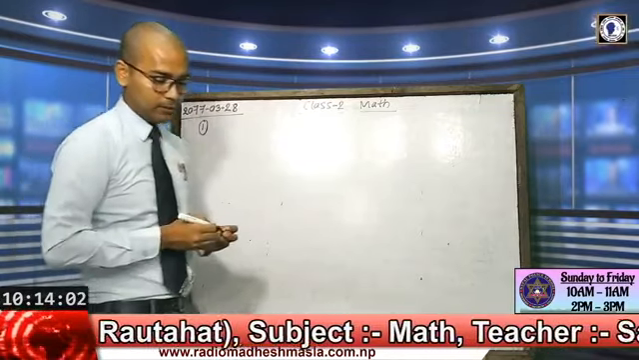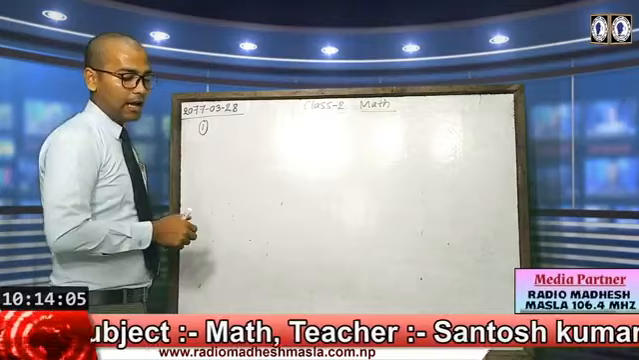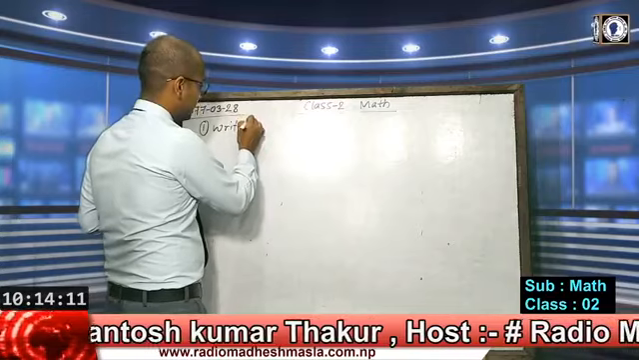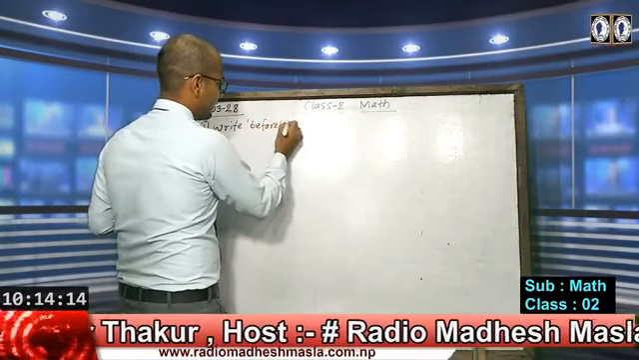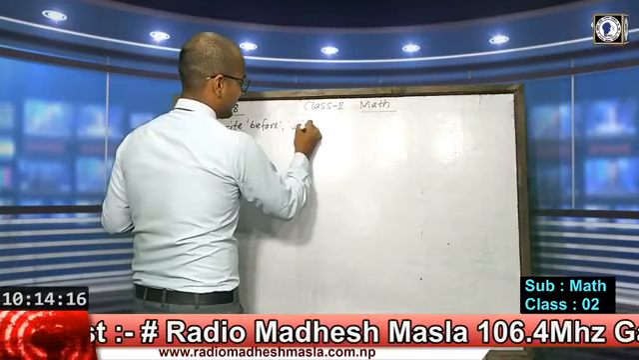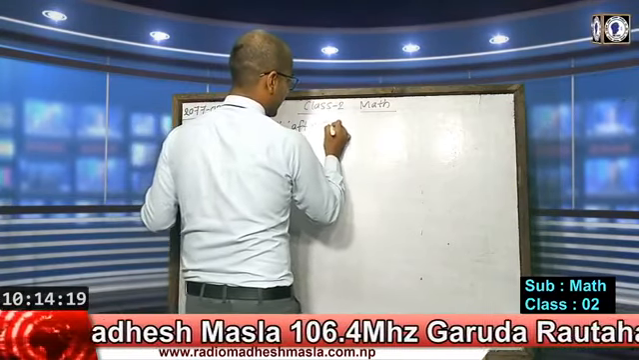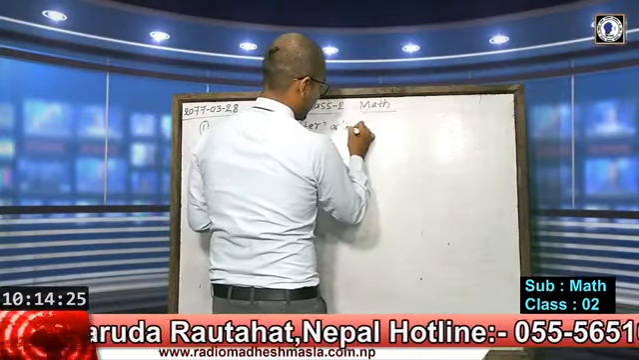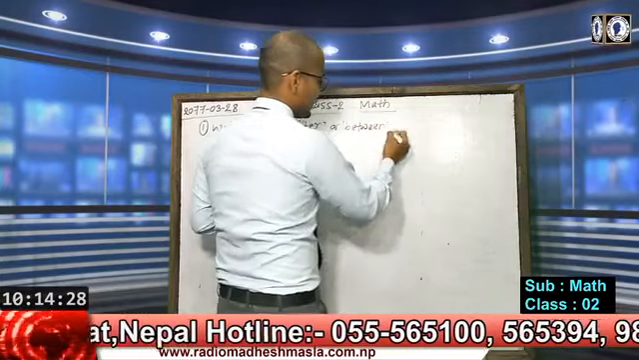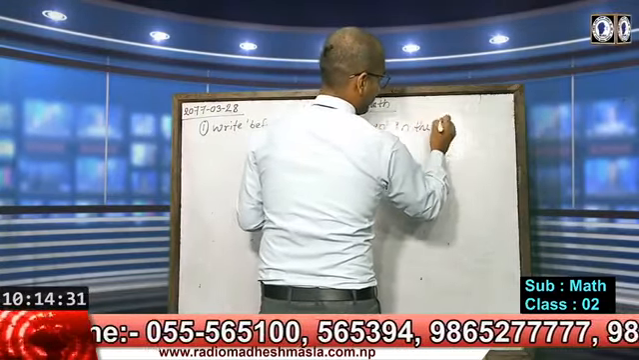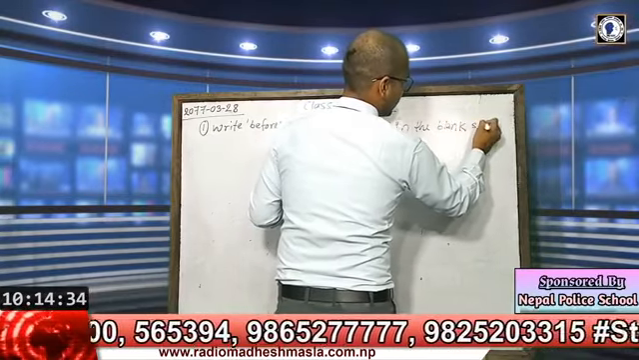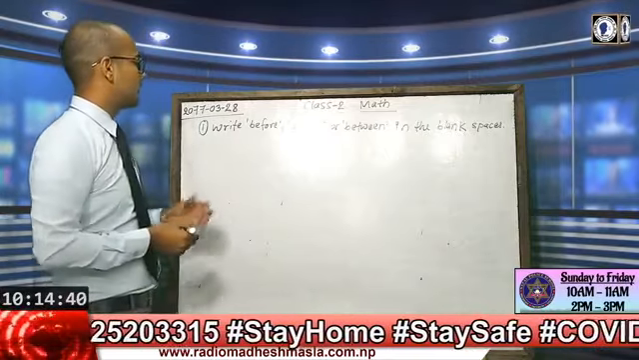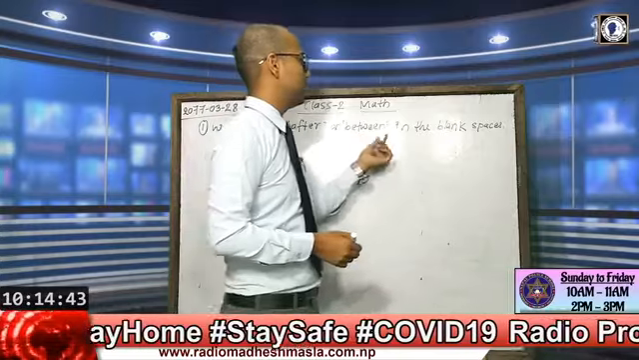Our first question is, suppose there will be given some numbers, and the question is like this: write before, after, or between in the blank spaces. So here our question is write before, after, or between in the blank space.